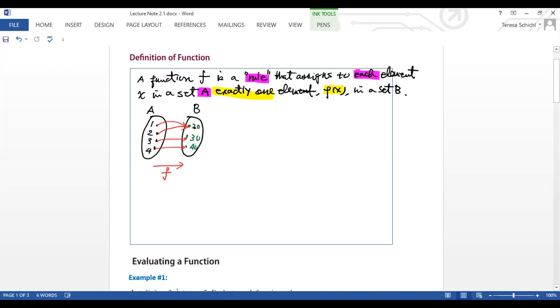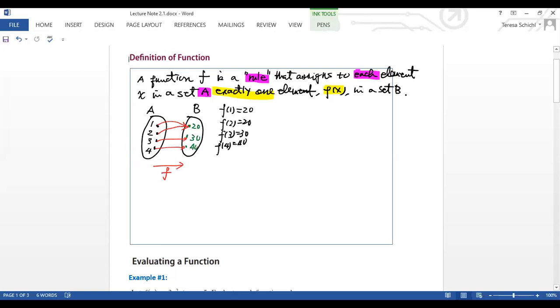So the way you write it, for example, you say f of 1. That's how you write these relations. So f of 1 is equal to 20, f of 2 is equal to 20, f of 3 is equal to 30, f of 4 is equal to 40. Each input finds exactly one output, so this is a function.